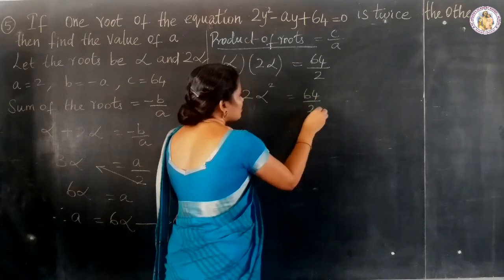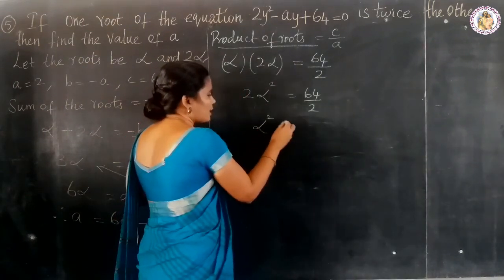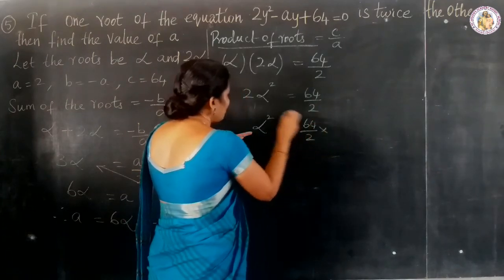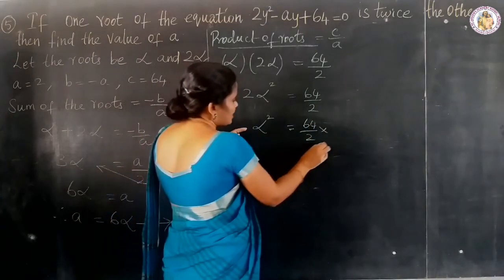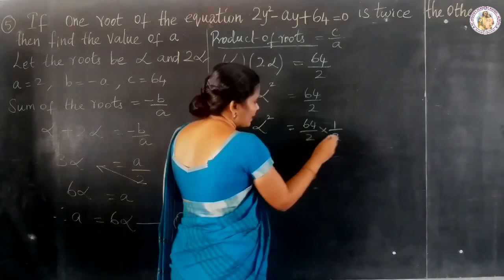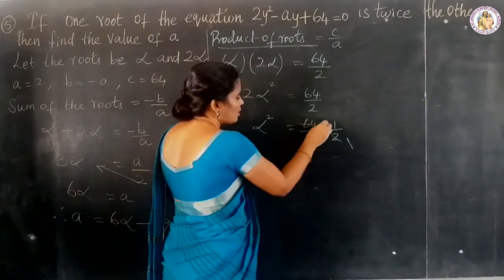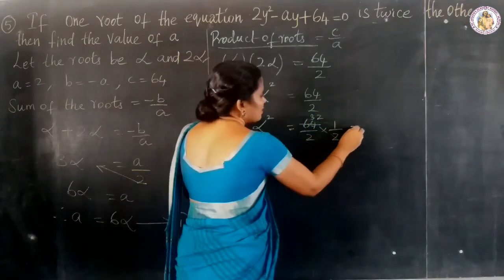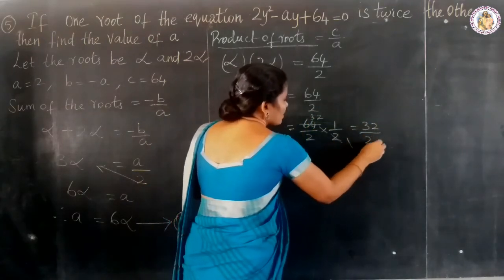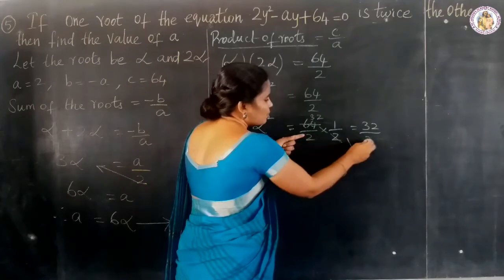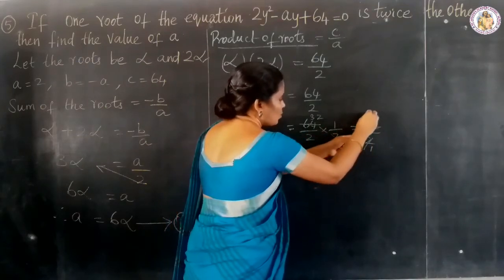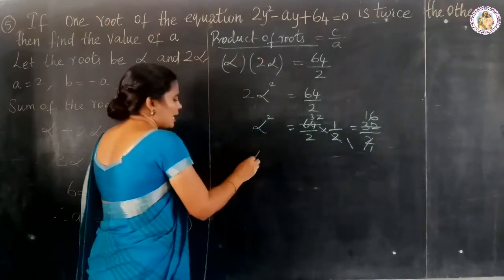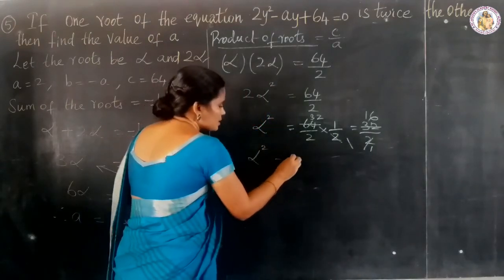Now having alpha square on the left side, 64 by 2 into 2, when it goes to the right side, it becomes 1 by 2. Now cancel: 2 1s are 2, 3 2s are 6, 2 2s are 4. And again 32 divided by 2, 2 1s are 2, and remaining one 2 6s are 12. So alpha square is equal to 16.